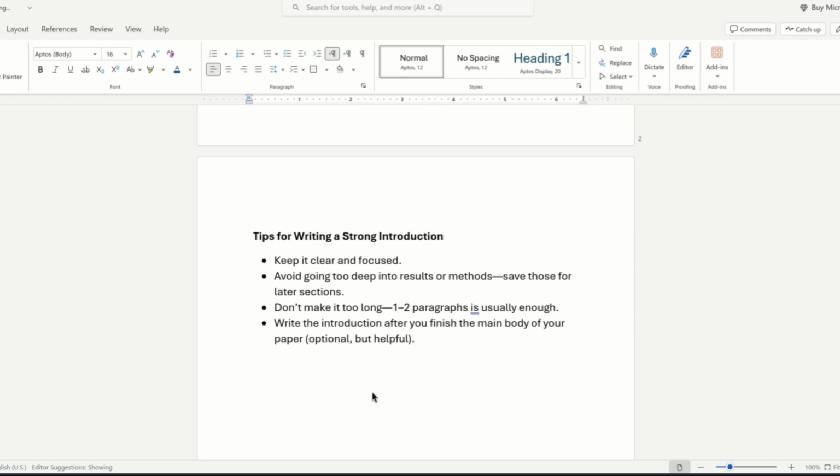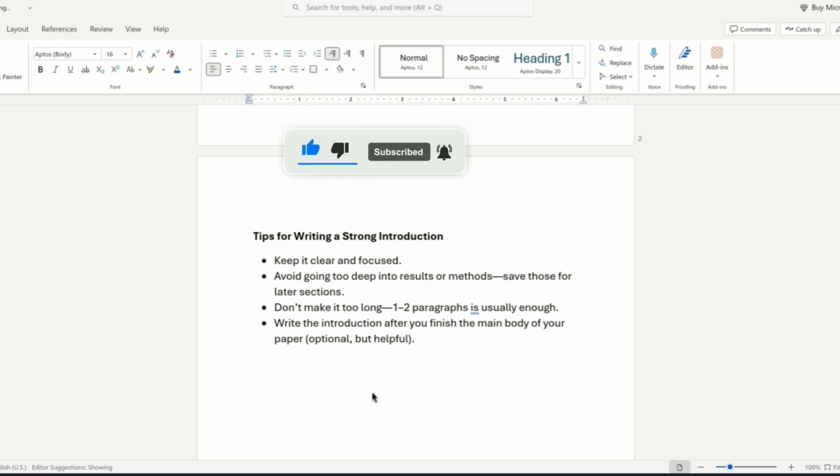Keeping the introduction concise and to the point is crucial. Typically, an introduction should be succinct, occupying just 1 to 2 paragraphs. Brevity helps maintain the reader's interest without overwhelming them with information. It's crucial to strike a balance between providing enough detail and keeping the narrative engaging and accessible.